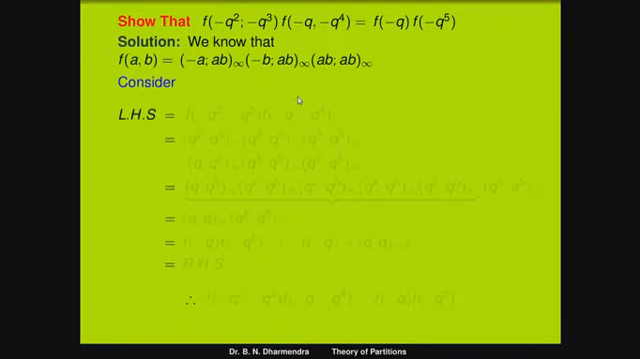Consider the LHS, which is equal to f(minus q squared, minus q cubed) into f(minus q to the power of 4). Now we apply the theta function statement here. Therefore, the first one is a equal to minus q squared. You can observe a is equal to minus q squared, and when I apply the terms here, a into b means q to the power of 2 into q to the power of 3.